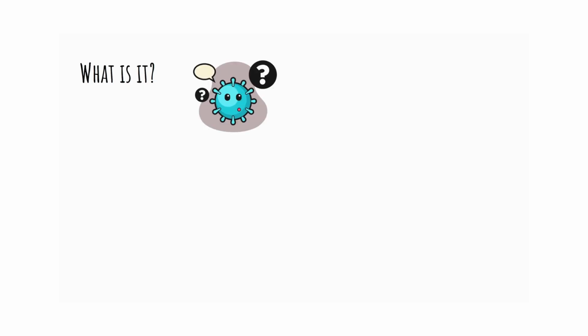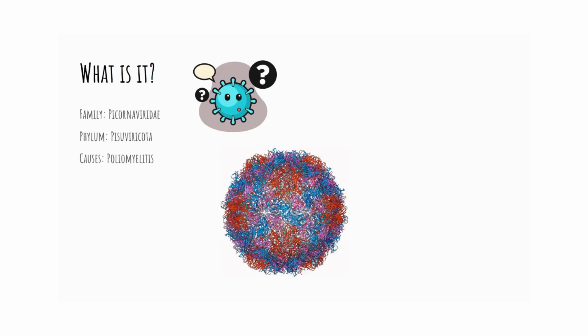Poliovirus. What is it? It's a human enterovirus that causes poliomyelitis. It's highly contagious and can be life-threatening. It usually targets young children, but adults are susceptible as well. It's spherical, containing a single-stranded positive sense RNA, a capsid, which is a protein coat, and no envelope.